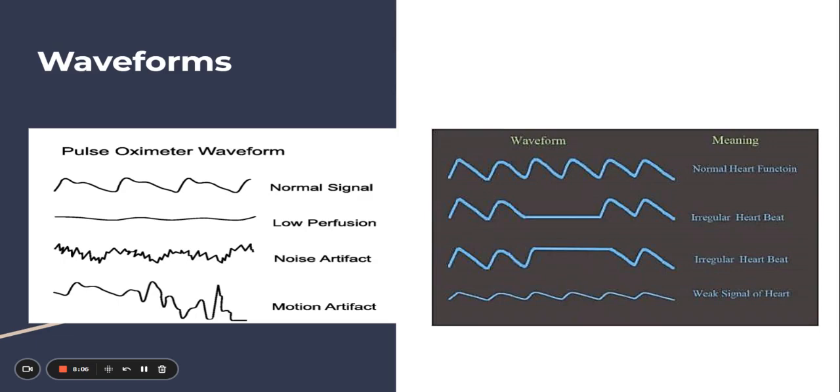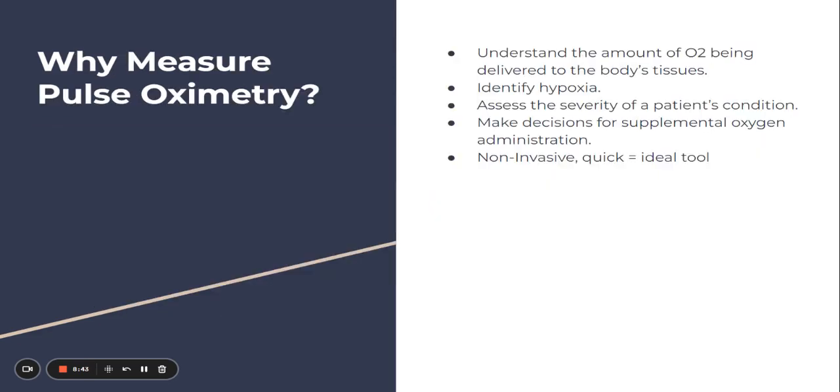And then, more specifically for the waveforms, this is a normal waveform, a normal pleth. Somebody with low perfusion, you'll just have this little wavy line. You will not have an accurate reading with this. You will not have an accurate reading if there's noise artifact. This is what motion artifact can look like. Sometimes too, you may have a patient with an irregular heartbeat, so you can actually see waves followed by plateaus. And sometimes you can see what seems to be a regular waveform or regular signal, but really it's a decrease in amplitude, which is indicative of a weak signal.